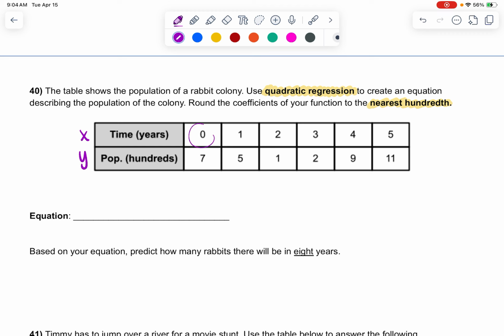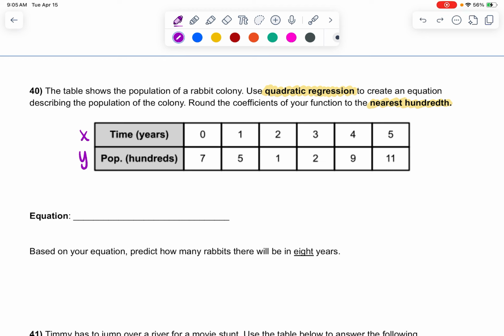So at year 0, which is when they started, there were 700 rabbits. After 1 year, there were 500 rabbits. After 2 years, there were 100 rabbits. So they're declining. But then after 3 years, there are 200 rabbits. After 4 years, 900. So they're growing. They're declining and then growing, so we can tell this is going to be a quadratic regression just by looking at the numbers.